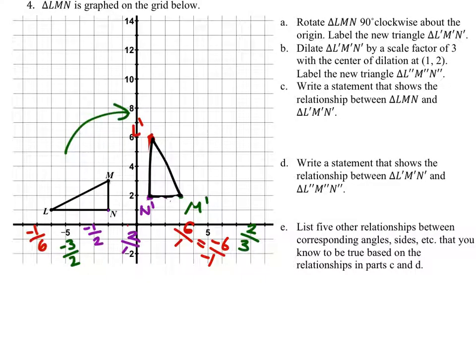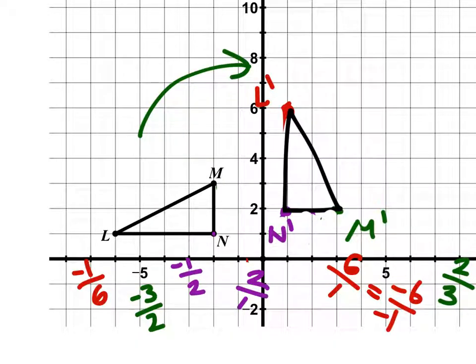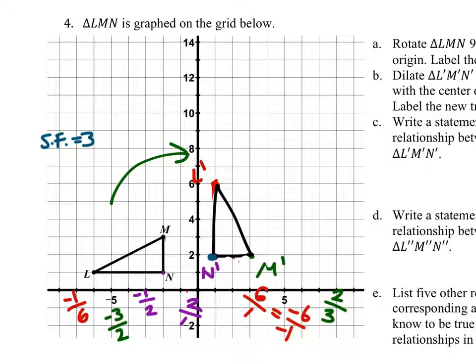Alright. B. Dilate triangle L prime M prime N prime by a scale factor of 3 with the center of dilation at (1, 2). So now we've got a scale factor of 3 and the center of dilation at the point N, that's (1, 2), right here. So, since we're doing this by 3, we need to expand this. And one thing we should know about dilations is that all of the image points should go through the same lines, like this, starting from the center of dilation.